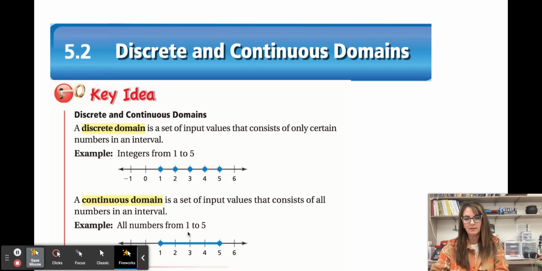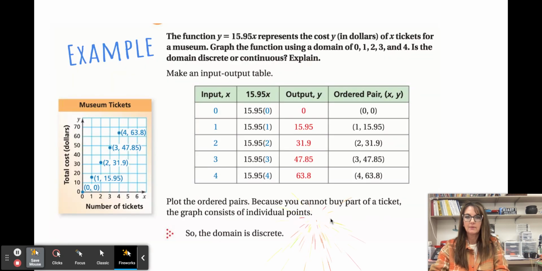So that kind of looks like an inequality kind of a thing, right, when we graphed that. So in this example from your book, here is the function. It represents the cost in dollars of x tickets for a museum. We want to graph it using this domain. So you want to make a table. Here's your domain. Input those values to get your output. Here are your ordered pairs, and you graph them.